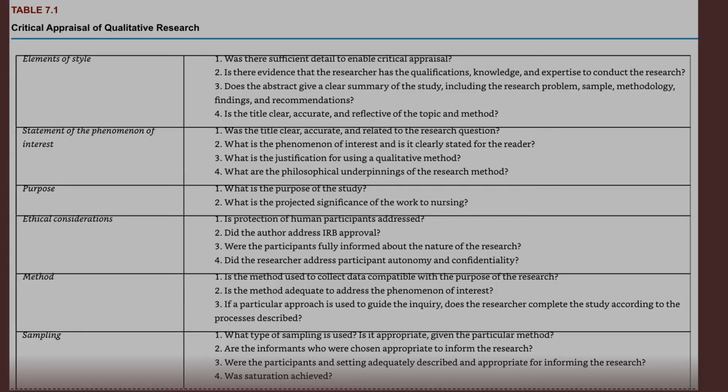Your textbook gives you a table that pretty much is a step by step guide to appraising qualitative research. It starts with the elements of style and asking the simple thing of was there sufficient detail to enable a critical appraisal? And is there evidence that the researcher has the qualifications, knowledge, and expertise to conduct the research? Is their title clear, accurate, and reflective of the topic?